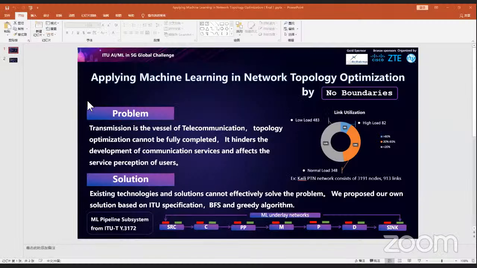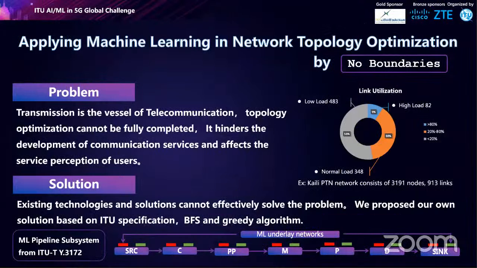All right, team No Boundaries. Are you ready? Yes, we are ready. Okay, please share. Can you see my screen? Yes, we see that. If you go full screen. Okay. Hello, everyone. We are the No Boundaries team. Our title is Applying Machine Learning in Network Topology Optimization.